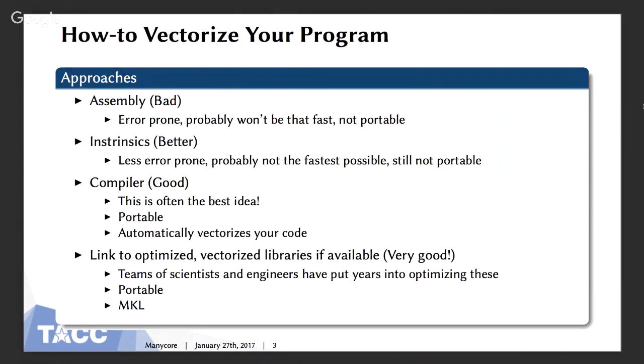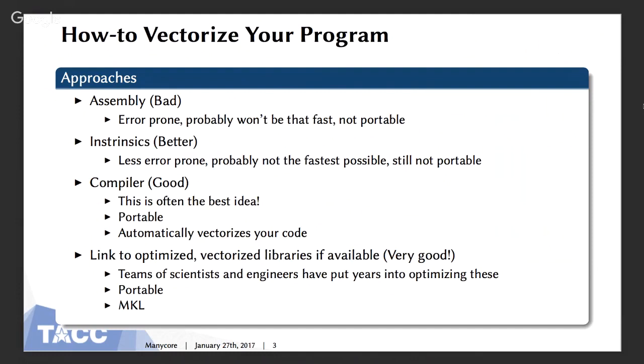I also talked about this morning the general approaches to vectorization from worst to best. Assembly is not great. It's extremely hard to do. It's not going to be that fast probably. If you write code in assembly that uses instructions that one processor can use but another can't, it won't be portable at all. Intrinsics are better. Intrinsics are extensions to programming languages that are pretty close to assembly, but they save you some of the hard work and help to ensure that you're writing correct code.